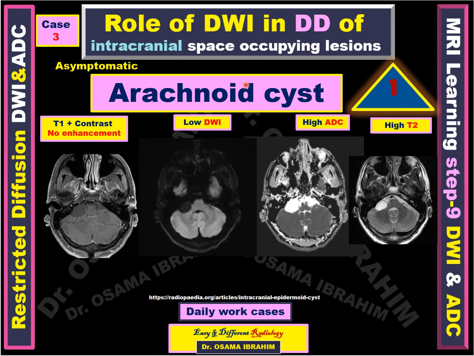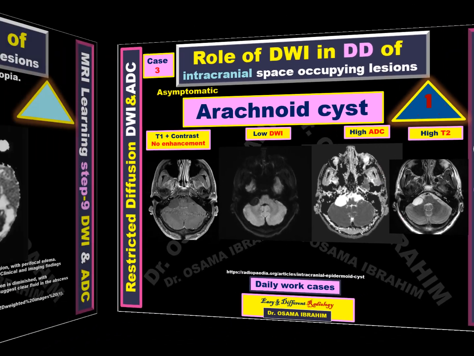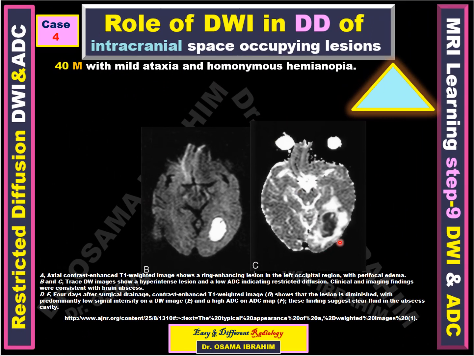So the arachnoid cyst is the most common differential diagnosis for the epidermoid cyst, can be differentiated by this sequence, which is the diffusion weighted image. If there is restricted diffusion, it is epidermoid. However, if there is no restricted diffusion as in that case in that slide, so this is the arachnoid cyst. Okay, next case, is there any restricted diffusion in the image or not?